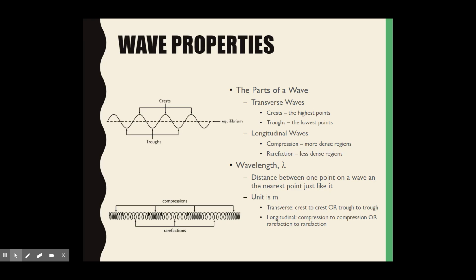Wavelength is the distance between one point on the wave and a point just like it on the next part of the wave. Now, we use this symbol here, lambda. This is the Greek lowercase l.